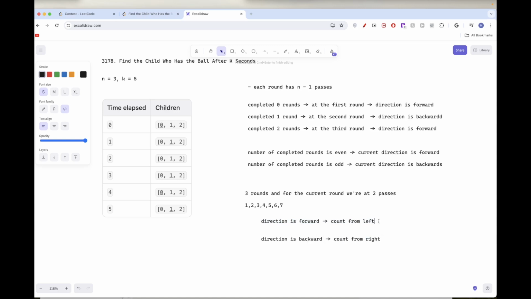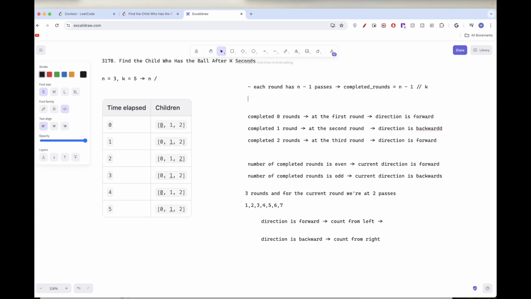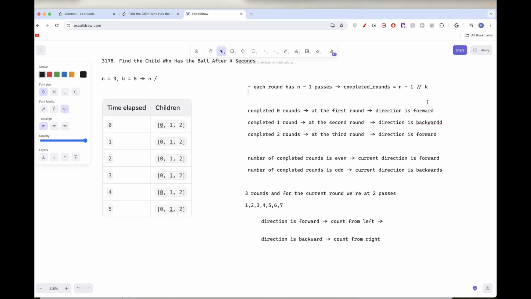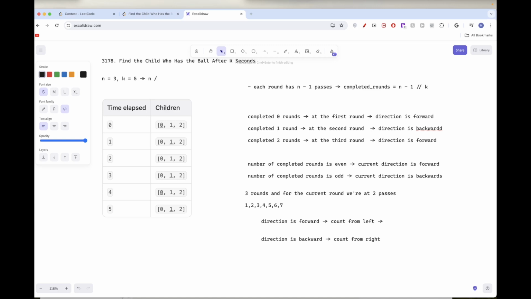Now what does count from left mean? Well, count from left just means, let's say we completed 2 rounds, and then now the remainder is, if we take n divided by n minus 1, of course, because we are working with the passes, then if we take that n minus 1 divided by k, that gives us the number of completed rounds, right? Now, for the current round, to know where we are in the current round, we just need to know the remainder of the division, right?